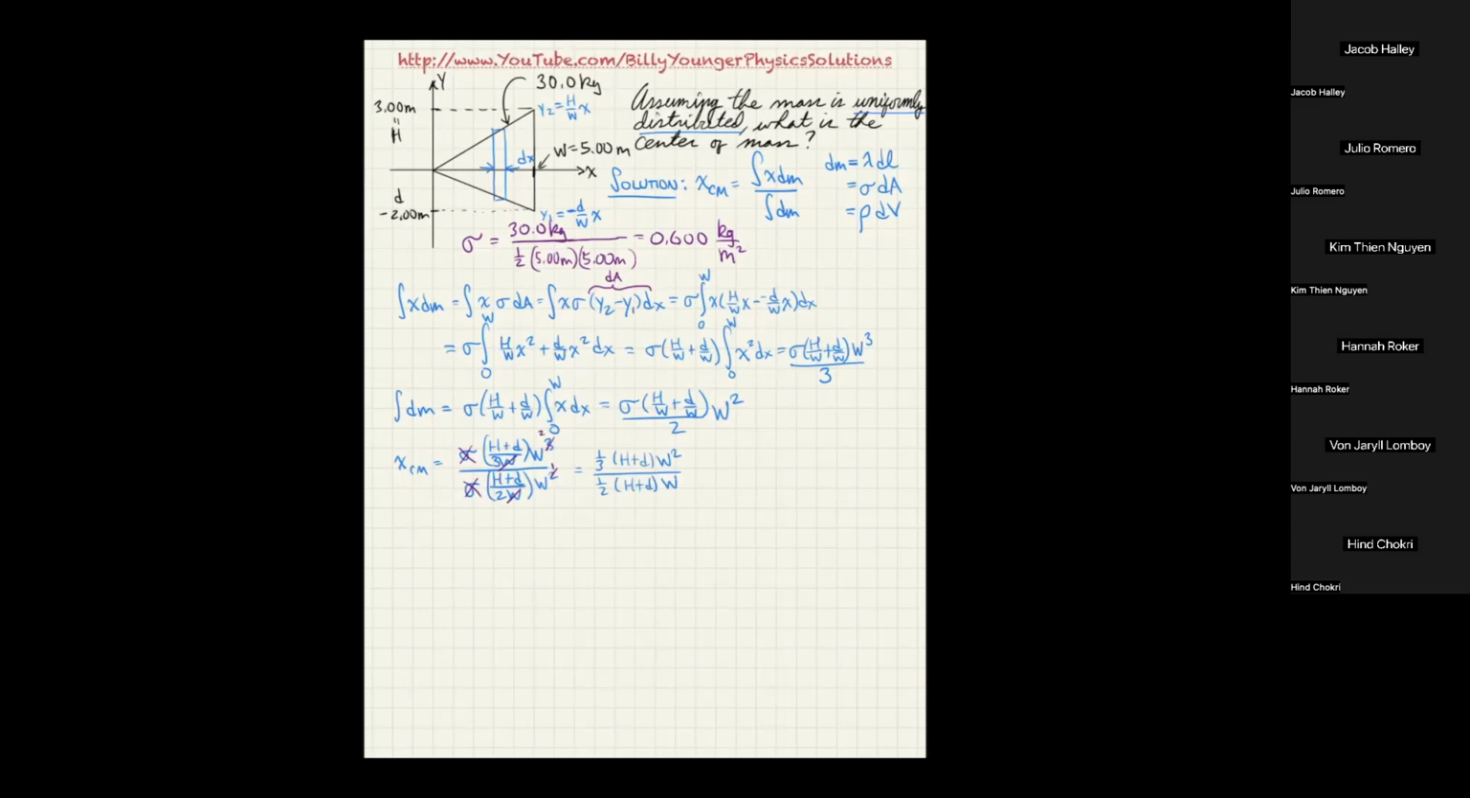Now you can see that this w squared is canceling out with this guy. This h plus d is canceling out with this guy. And now we have 2 over 3 times w. So lo and behold, even though this is a weird triangle, it still turned out to be 2/3 of the distance from the pointy narrow part, which is at the origin, to the wide part, which is at x equals w. Any questions on that?